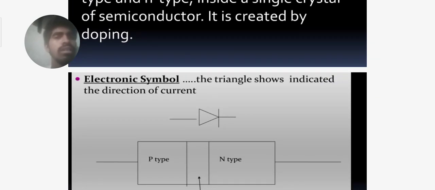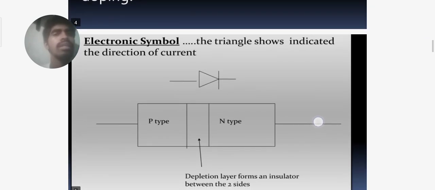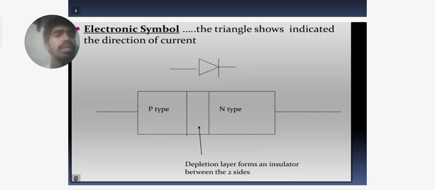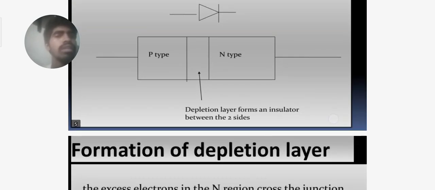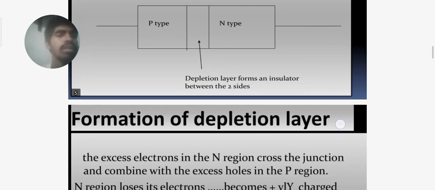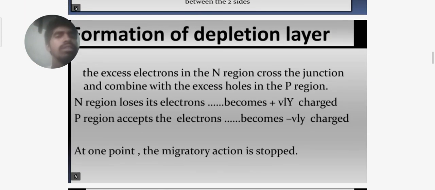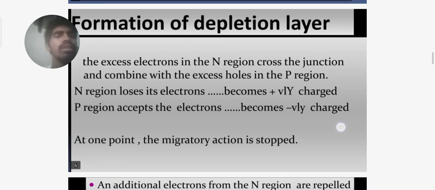So I can give here the electronic symbol. The triangle indicates the direction of current, from p type to n type. So we can observe here the arrow shows the direction of current. In the first box we observe p type and n type, and the distance between these two, a rectangle shape, is the depletion region. Formation of a depletion layer.